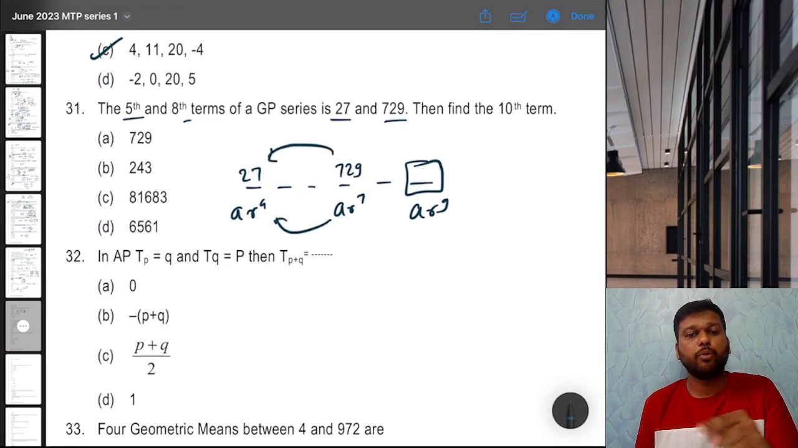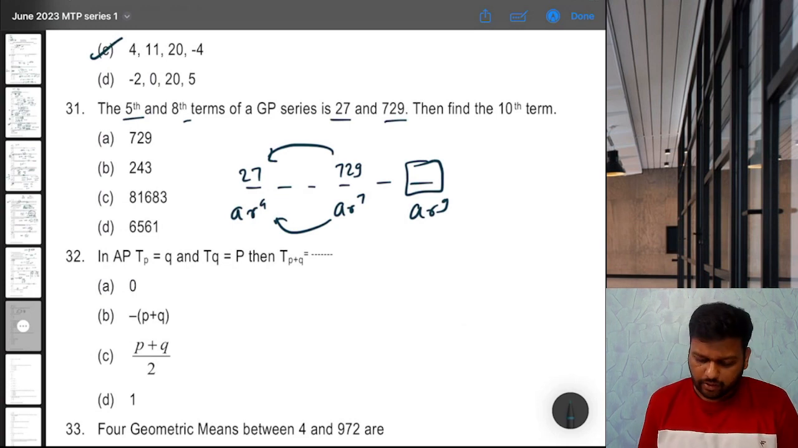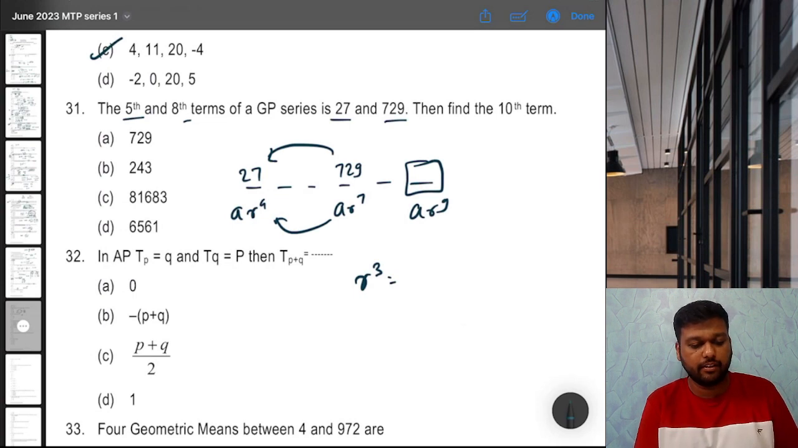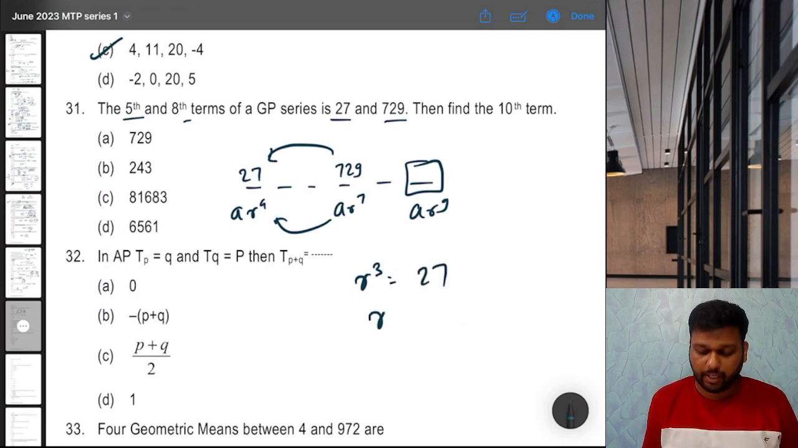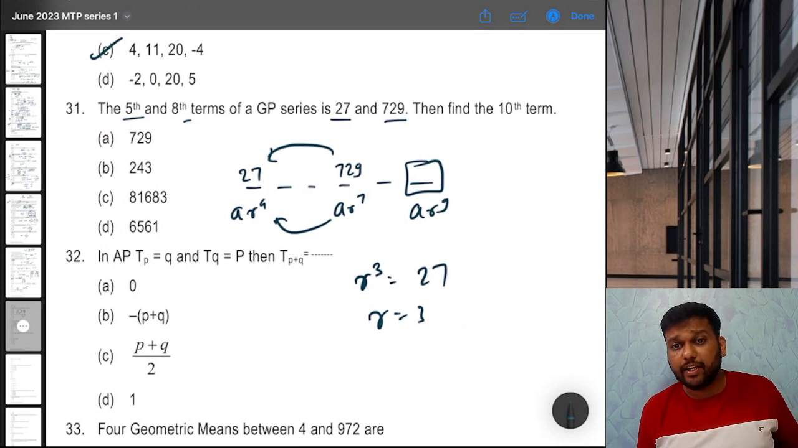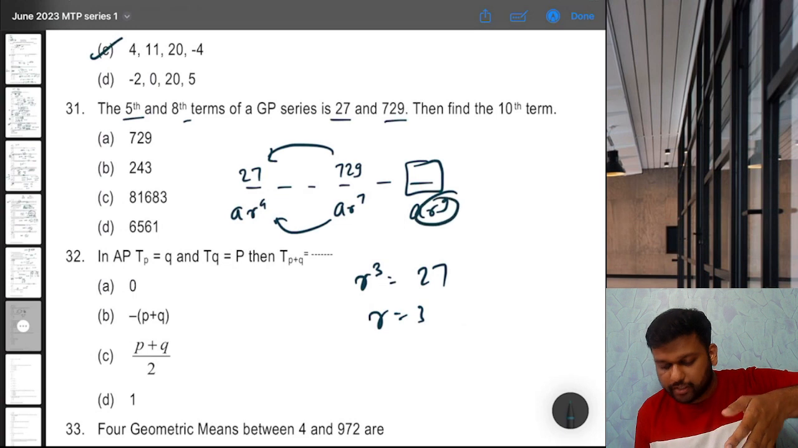AR raised to 7 upon AR raised to 4. So A will be cancelled. 7 minus 4 is 3. So R raised to 3 is what? 729 by 27, which is 27. That means R is 3. If R is 3, now don't go by formula. I mean, you can find A and then do this, but no need.